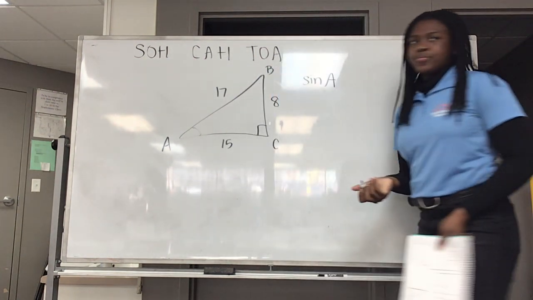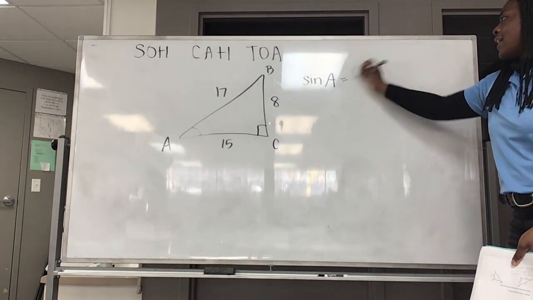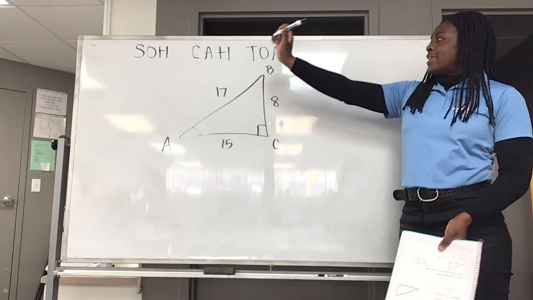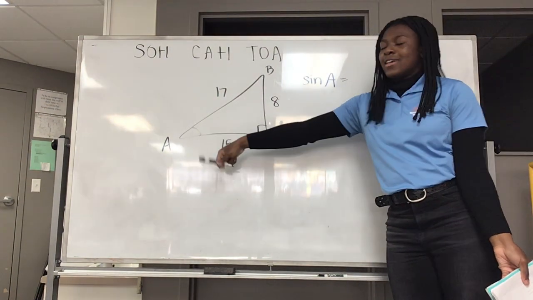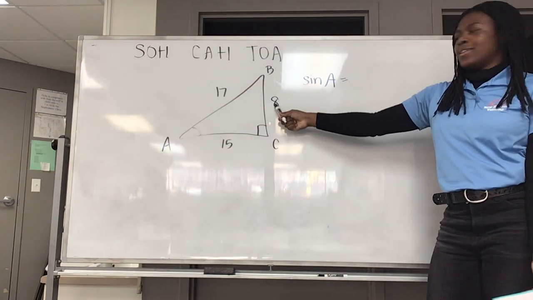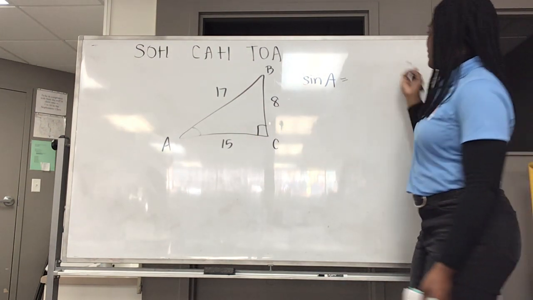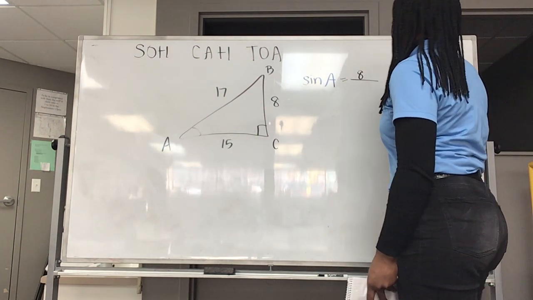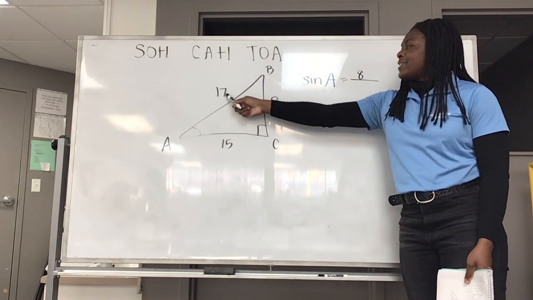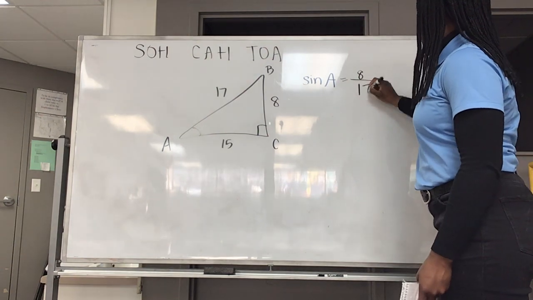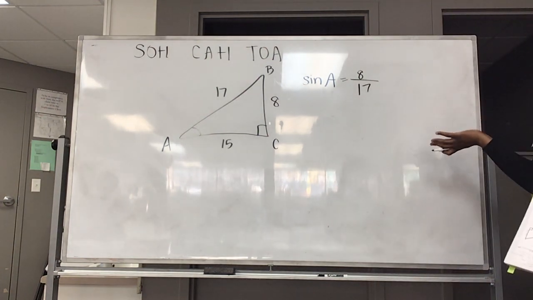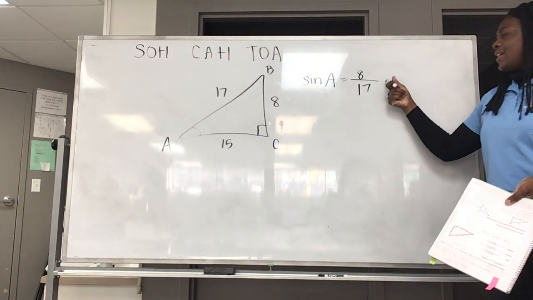If I'm looking for the sine of angle A, I label it like this, sine of A. Remember, looking at our SOHCAHTOA, sine was opposite over hypotenuse. Looking at angle A, the side length opposite from it is this one, and it has a value of 8. So that goes on top of my fraction. And then the hypotenuse is always the longest side, which is 17. So that's my answer. Sine of A is 8 over 17.